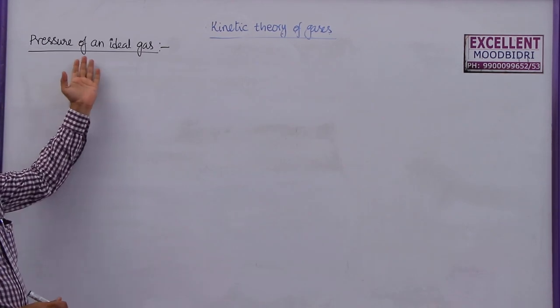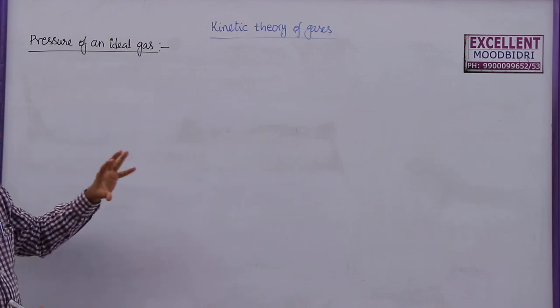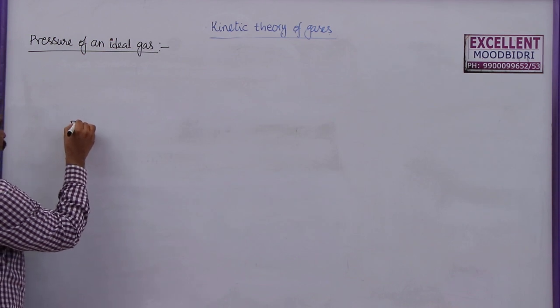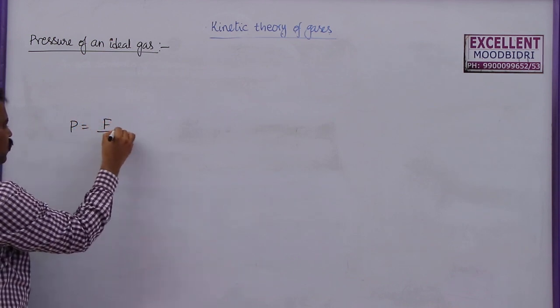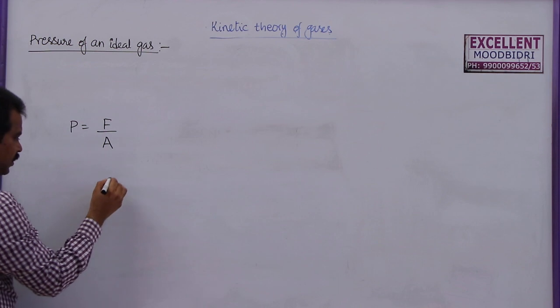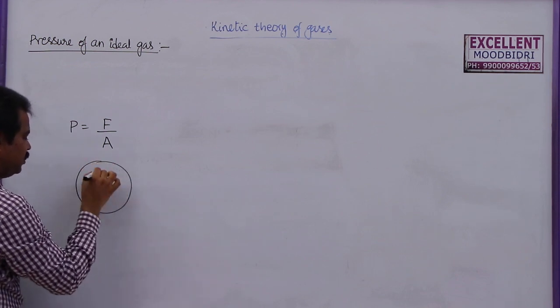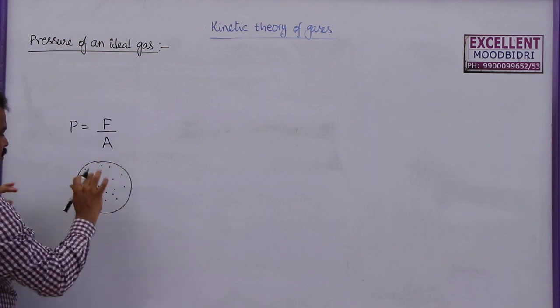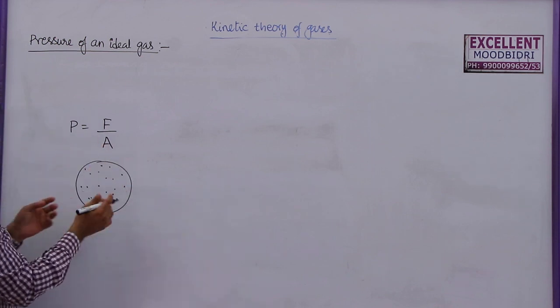Next, the pressure of an ideal gas. So how to find out the pressure of an ideal gas? Generally we studied in fluids, pressure is equal to force acting per unit area. Suppose you take a container here, and these are the gas molecules. So what is the area of this one? Pressure means total force by total area.